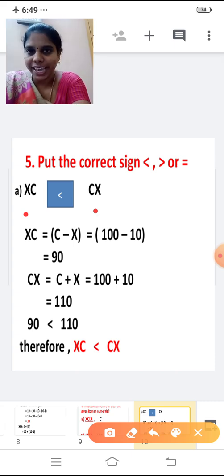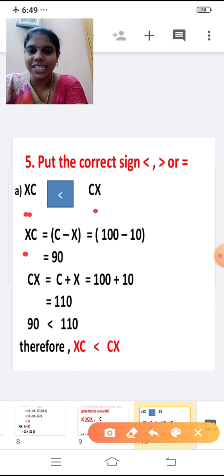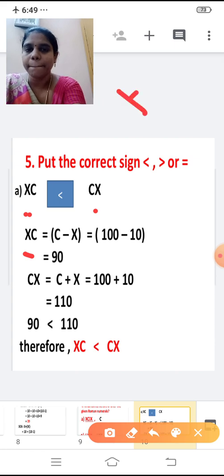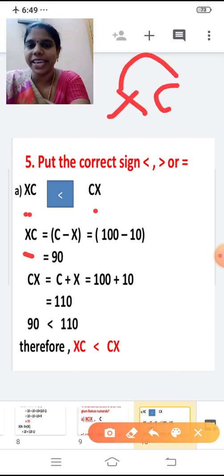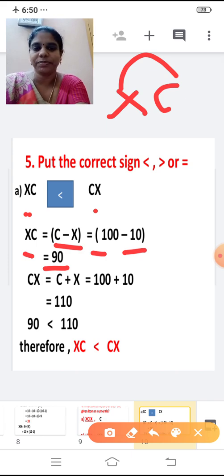So, first I am taking XC, change that into an Indo-Arabic number. If the smaller one is placed before the larger one, what will you do? You are going to subtract the smaller one from the larger one, right? So, C minus X. What is the value for C? 100 minus X. What is the value for X? 10. So, 100 minus 10 is 90. Value for XC is 90.